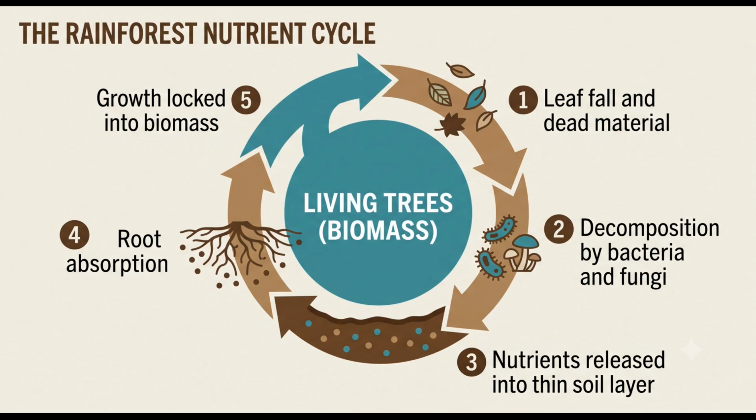Step 3. Nutrient release. Decomposition releases nitrates, phosphates, and potassium into the thin surface soil. Step 4. Root absorption. Shallow tree roots absorb those nutrients almost immediately before leaching can occur. Step 5. Growth into biomass. The nutrients are incorporated into new leaf growth, wood, and roots, locked back into the living trees. The cycle closes. And it repeats continuously in every square meter of the forest.